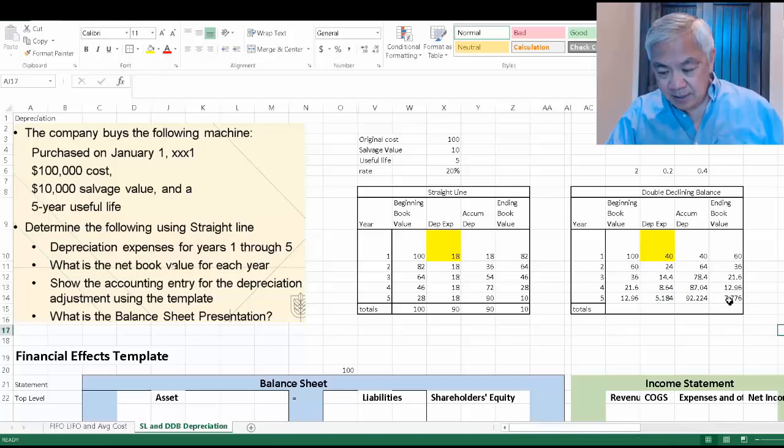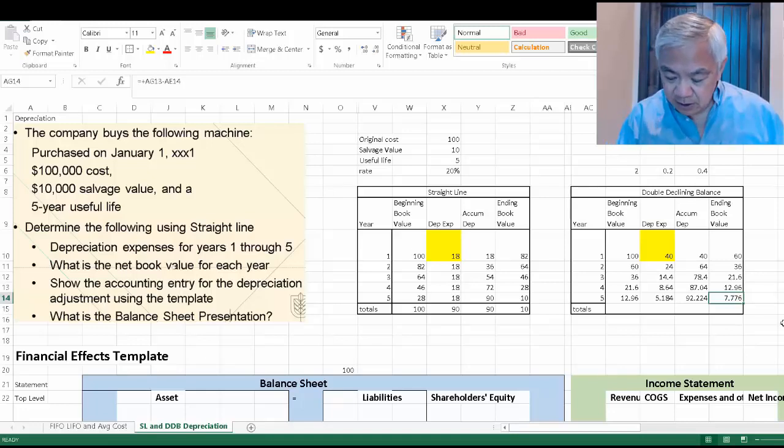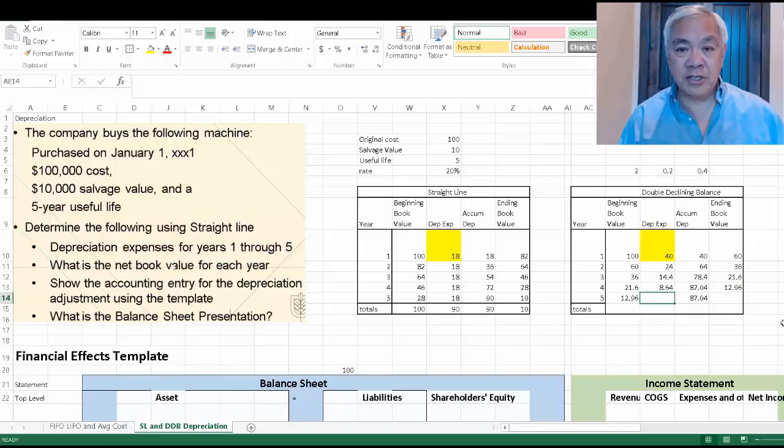This is not okay because what is this number supposed to be? Is this supposed to be $7,000? I thought it's supposed to go to salvage value. So this year is a little delicate. It's a plug. We need to put in a number for depreciation expense in year 5 so that the total accumulated depreciation is 90. And that's not a hard thing to do.